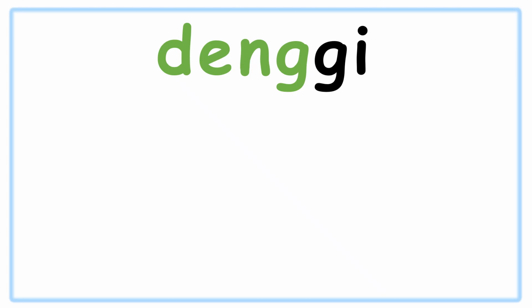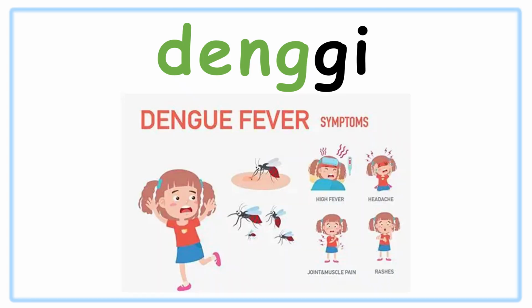Here we use the e sound for the letter E. We say dengue. Dengue refers to dengue fever, a disease caused by a type of mosquito bites. Dia dimasukkan ke hospital kerana dengue. Can you understand the sentence? He was admitted to the hospital because of dengue fever.